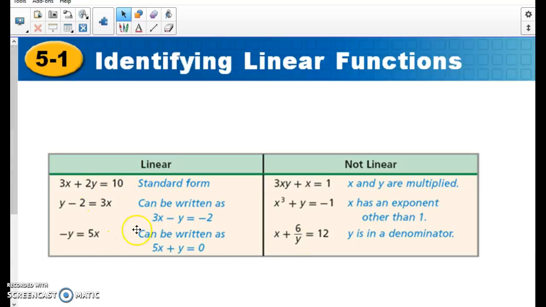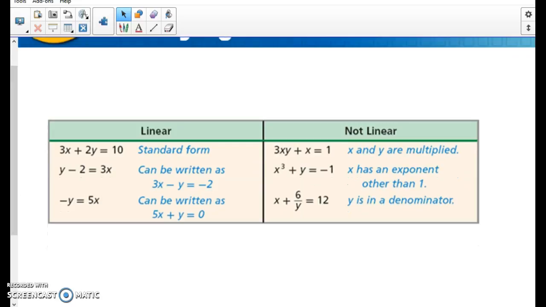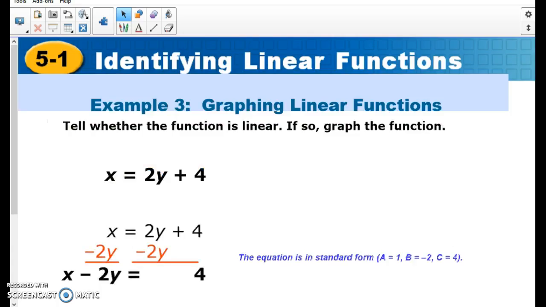So if we can rewrite it, we're going to rewrite it so that it's x, y, and then equals a number. It can be 5x and a 3y. It doesn't matter what the numbers are in front of x and y. So it makes it a little easier from what we did in chapter 2 because we don't have to get x or y by itself. They just need to be on the same side.